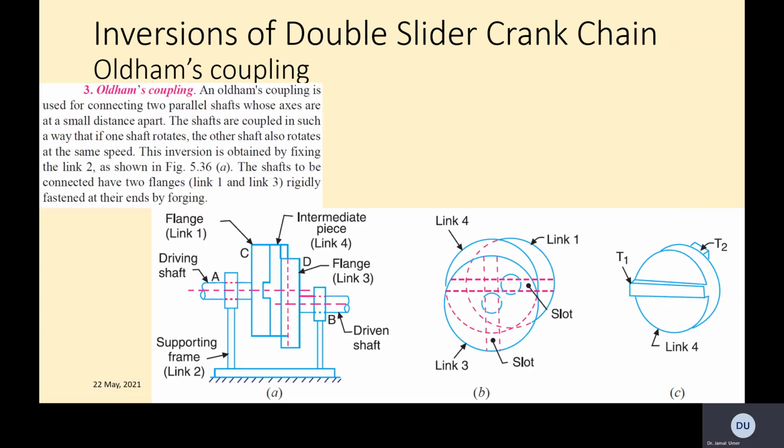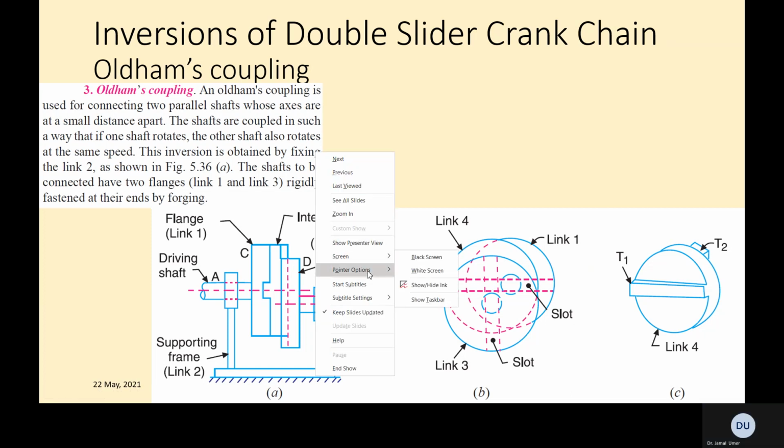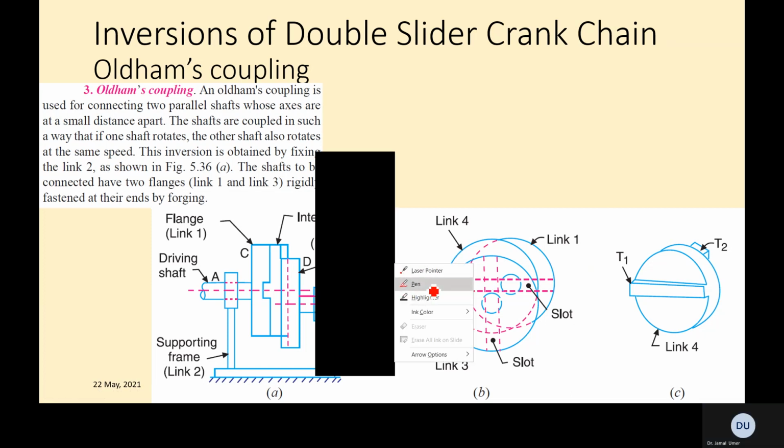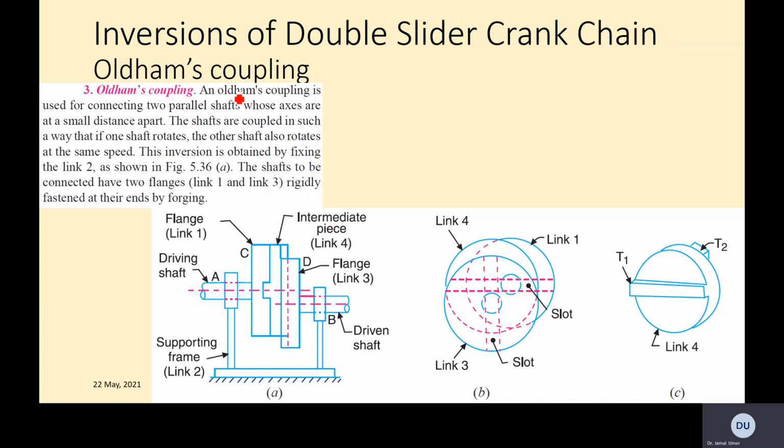Yeah. Then a very interesting mechanism, which is a double slider crank chain inversion, Oldham coupling. This is very interesting, basically inversion. So Oldham coupling is used for connecting two parallel shafts whose axes are at small distance apart.